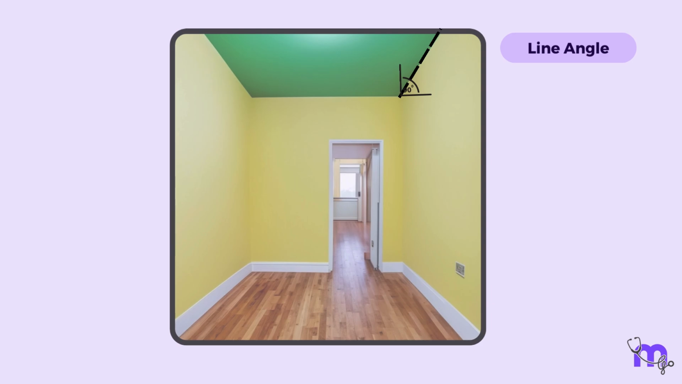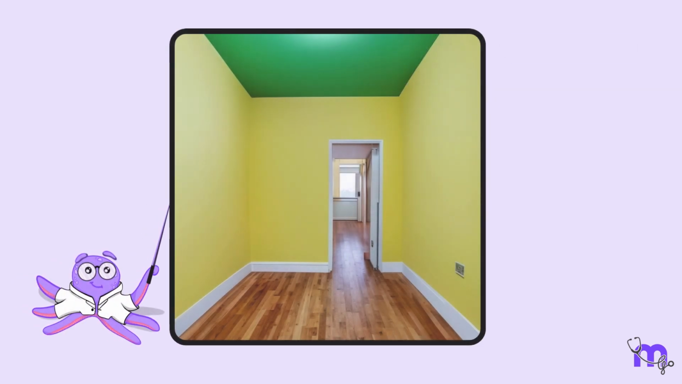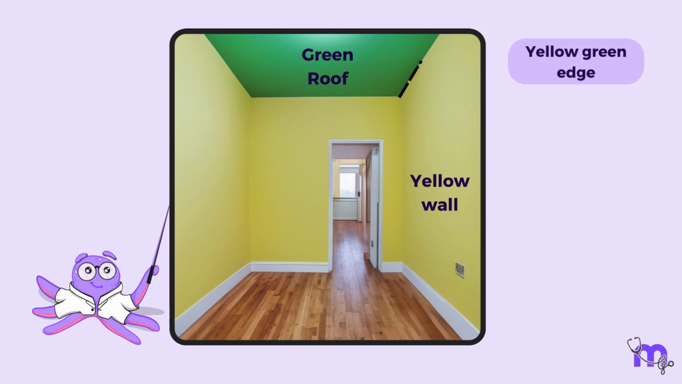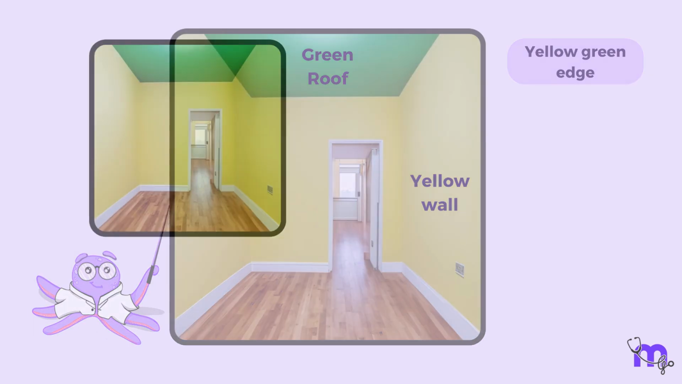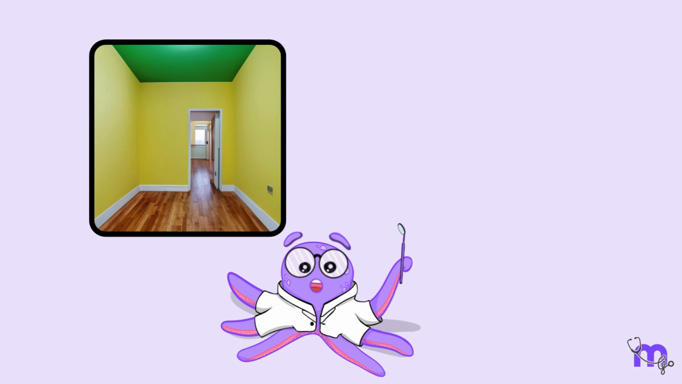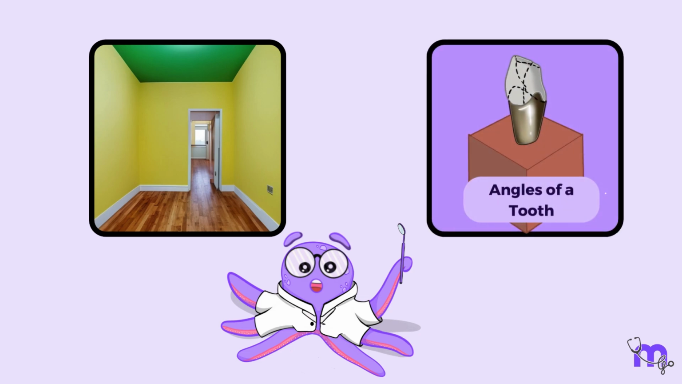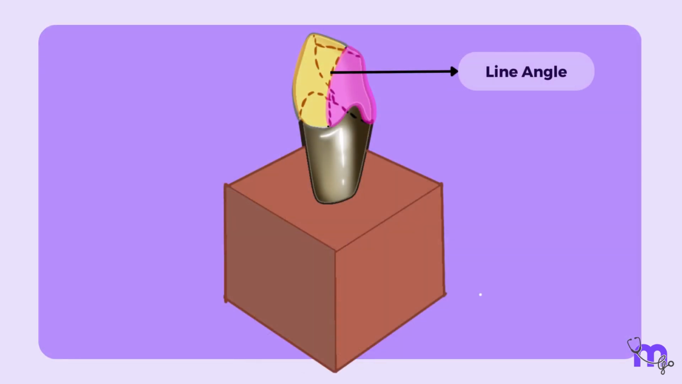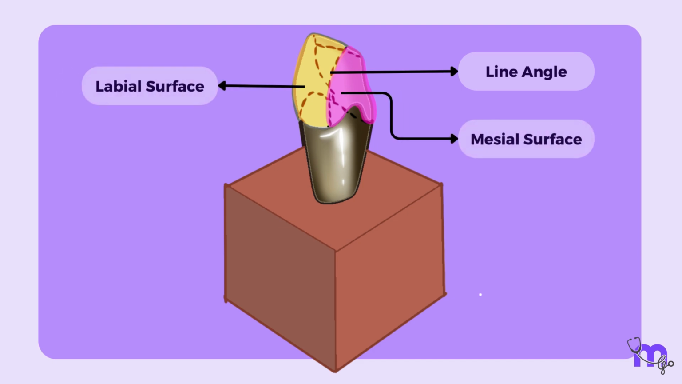Let's see how to name them. Say you have an edge formed by the meeting of a yellow wall and a green wall. You could call it the yellow-green edge because it's where those 2 colors come together. Now, just as you might describe an edge in a room by the 2 walls it connects, dental professionals use a similar concept to define angles on a tooth. So, a line angle is formed by the junction of two surfaces of a tooth that come in contact with each other, and its name is derived from those two surfaces.